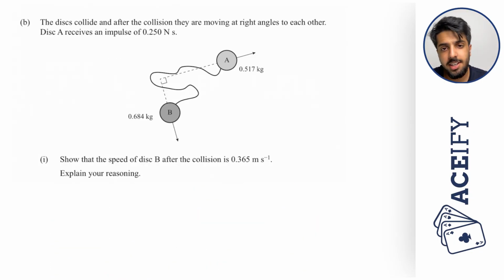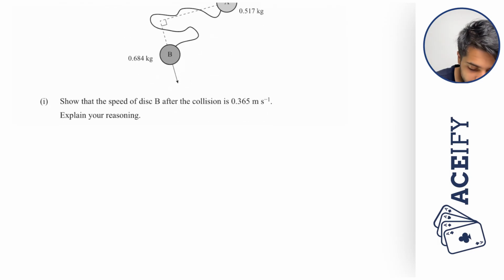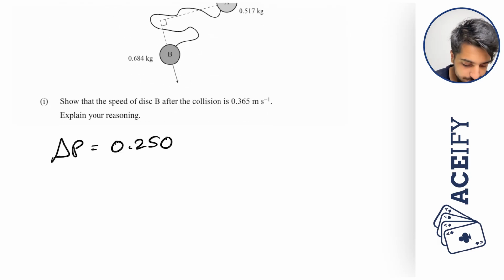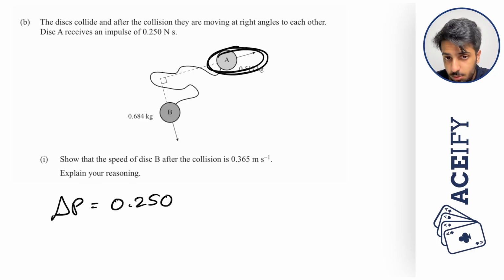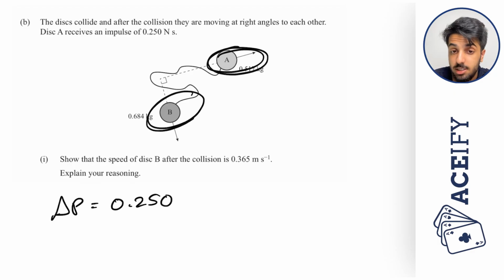Both A and B collide, and after the collision, they are moving at right angles to each other. A receives an impulse of 0.25 Newton seconds. Show that the speed of B after the collision is 0.365 meters per second. So we know that impulse is just another way of saying change in momentum, so our change in momentum is equal to 0.250. Now it's important to note that, as always, momentum is conserved, so that means that the change in momentum that A experiences is equal to the change in momentum that B experiences.